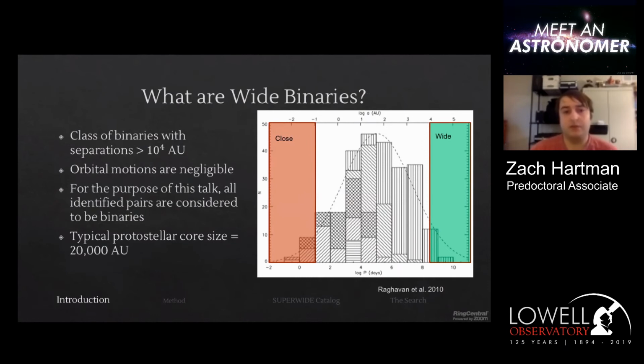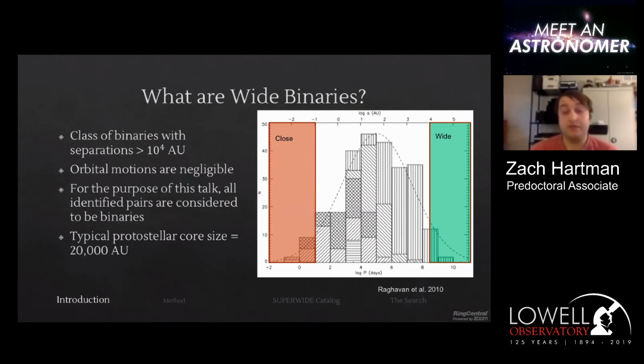And this is because the orbital motions in these pairs are basically non-existent. They are so widely separated that you couldn't really detect it. I mean, the periods of these systems is 10 to 10 days. We will never see these systems orbit in our lifetimes.